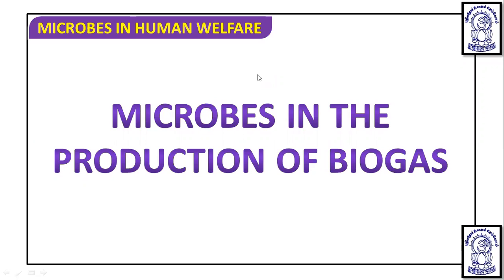Dear students, we are in continuation of the chapter of class 12, that is microbes in human welfare. Today we are starting a new topic, that is microbes in the production of biogas. In the previous class, we already talked about the sewage treatment plant and its process. Now, how biogas is produced and how the biogas plant works, we need to understand here.